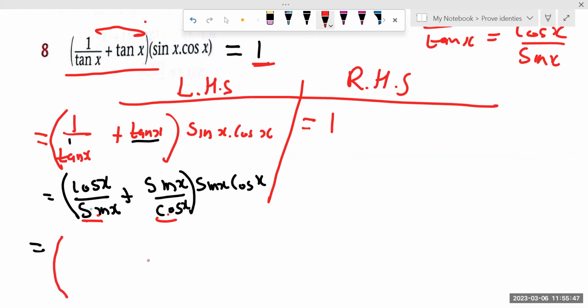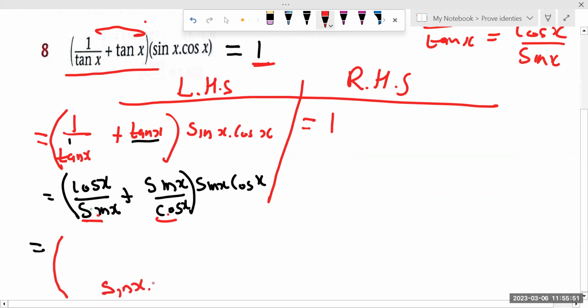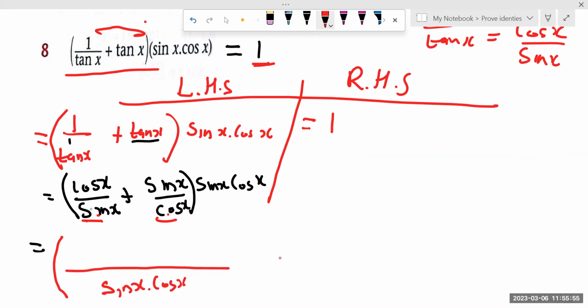What is going to be sine x multiplied by cos x? It's going to be sine x multiplied by what? By cos x. This is going to be all over. Then we go to our bowtie. Now on our bowtie, we are going to start with this one. This one is going to go with this one. So what is going to be cos x multiplied by cos x?